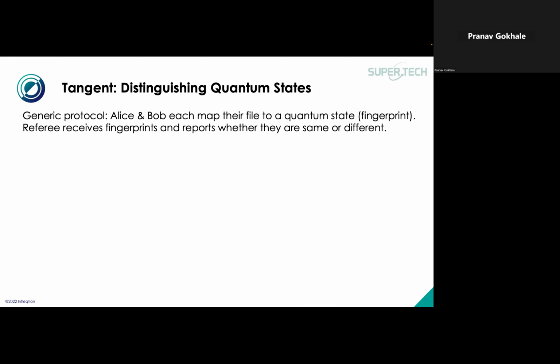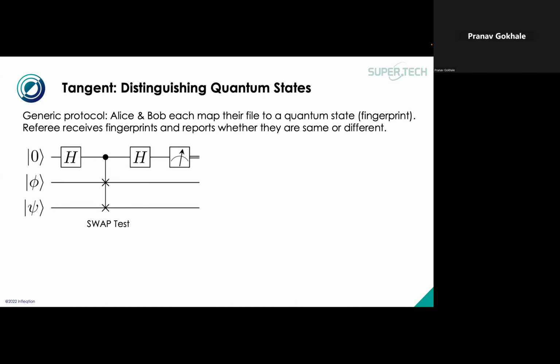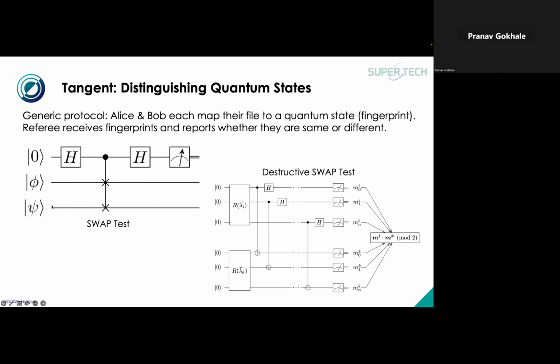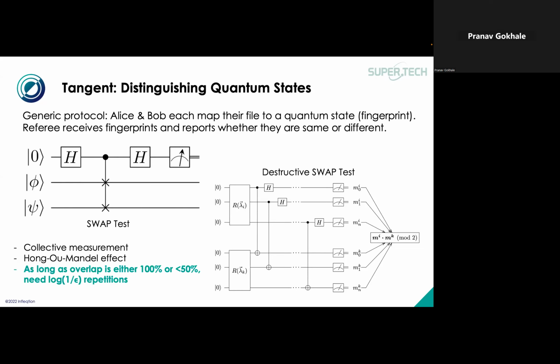And then the referee, who's going to judge whether or not these two files are the same, is going to receive the fingerprints and report whether they're the same quantum state or they're different. Now, quantum state discrimination is a very rich field of exploration, but in this case, we're going to be able to do fairly simple tests. You may be familiar with the swap test, which is one way of estimating inner products between two quantum states. Another example that we use is the destructive swap test, which I can talk about a little bit more later. And then there's many others.